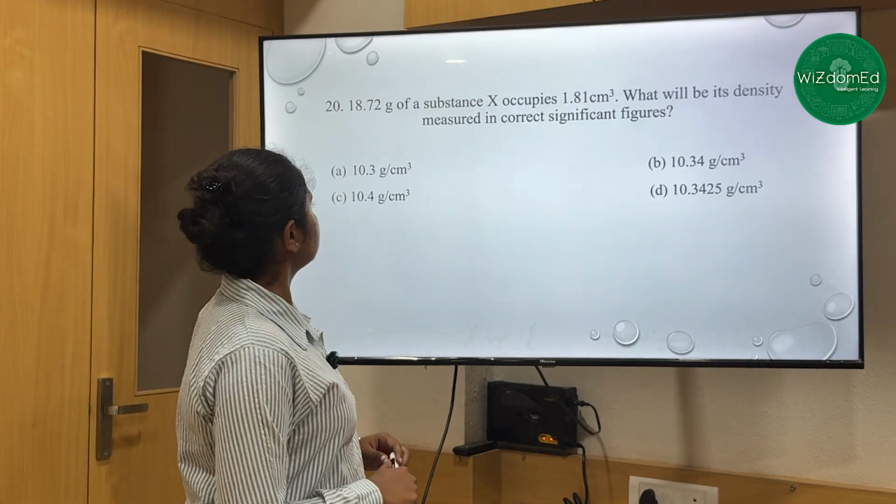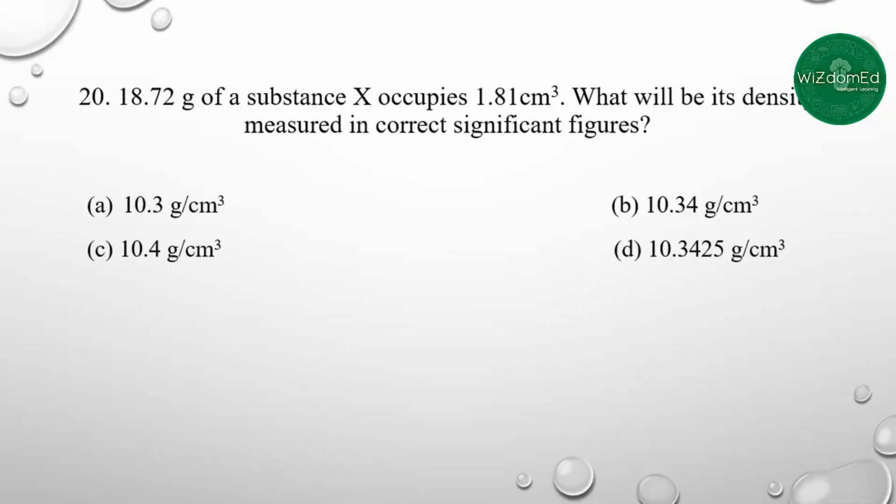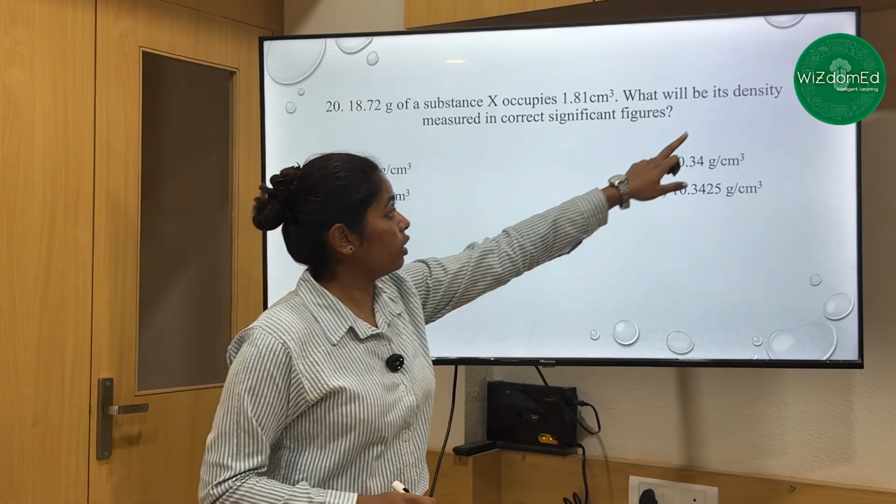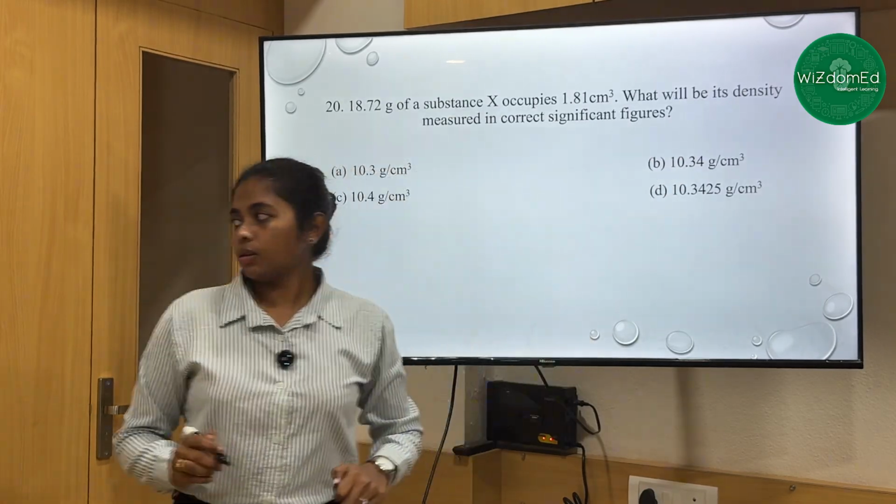Our next question is: 18.72 gram of a substance X occupies 1.81 cm cube. What will be its density measured in correct significant figures? So they're asking us to find its density. Let's look into this.